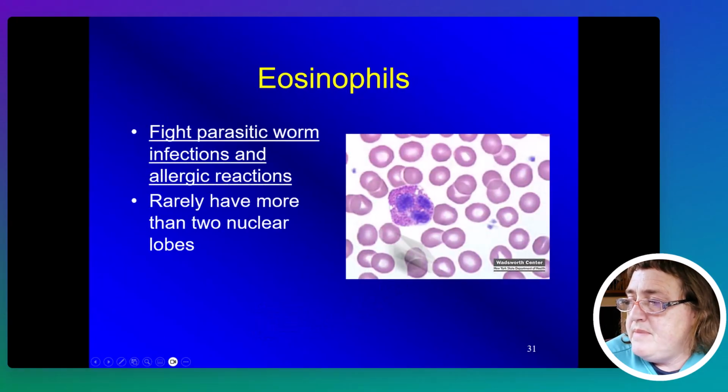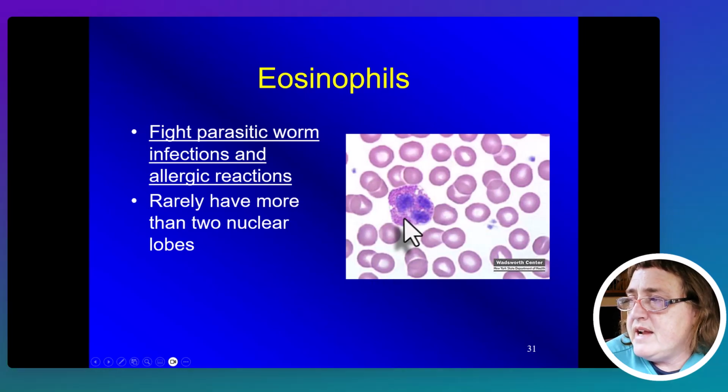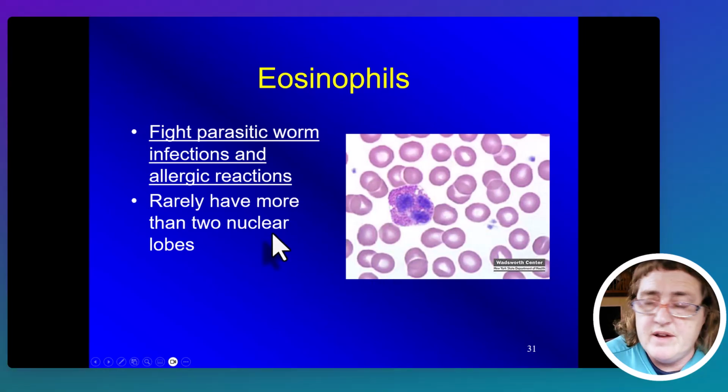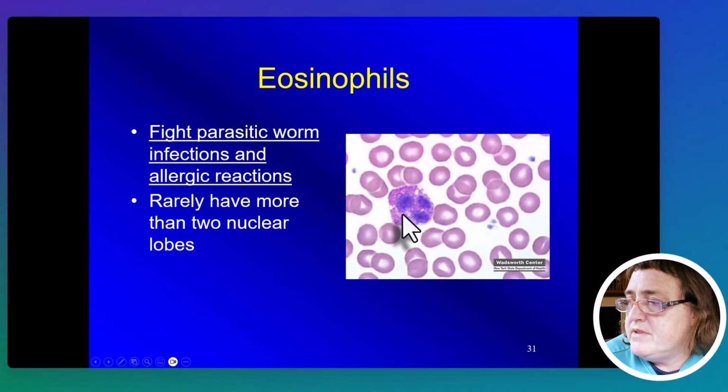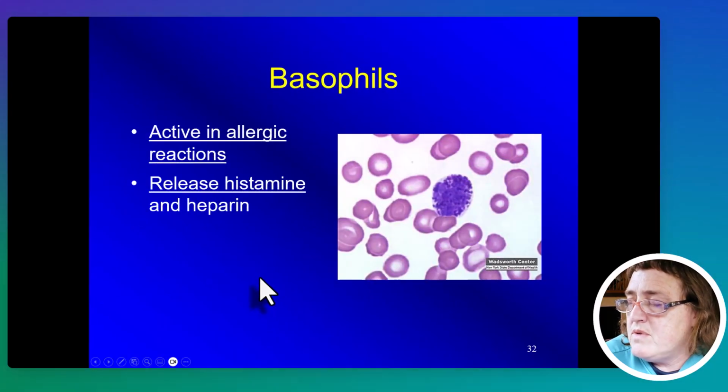Eosinophils have a red background. They're the only one with the red dotted background. They too have a couple of lobed nucleus there, and they tend to go up or be higher when you're fighting off worm infections. So if you have a high eosinophil count, it might imply you have a parasite. They also go up during allergic reactions.